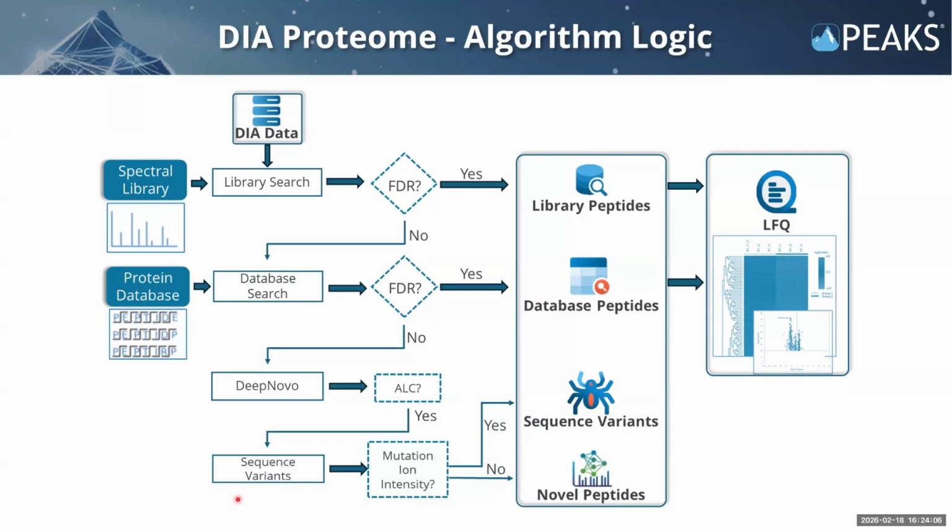And what's not matched with SPIDER based off mutation and ion intensity, they will be passed along with ALC, or a high confidence sequencing score, and will be reported as a novel peptide. And if it passes that ion intensity, it will be reported as a sequence variant. And I'd just like to mention for the DIA proteome workflow, the library and database peptides can go along for LFQ.